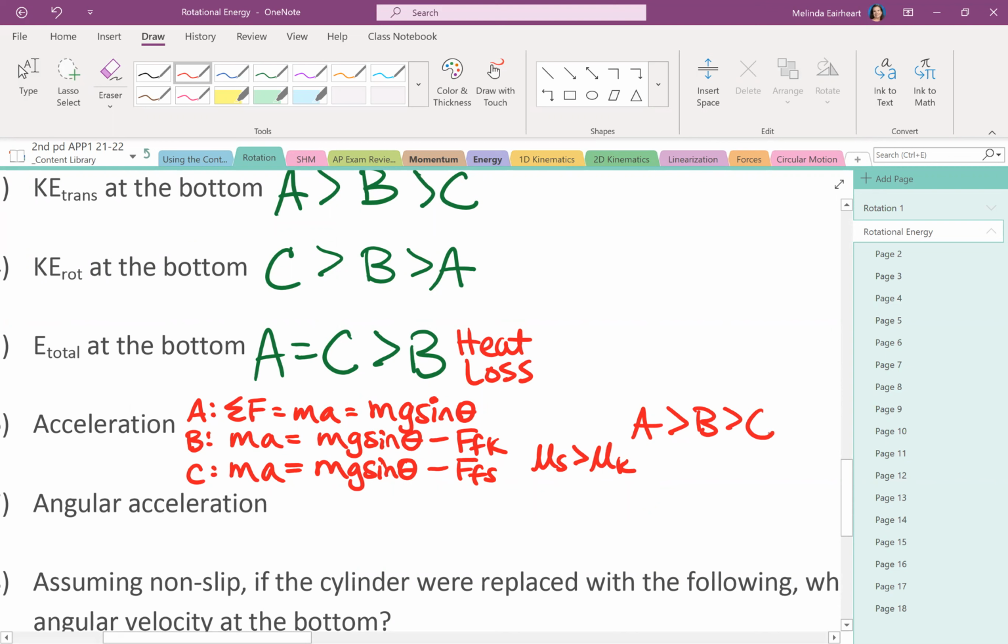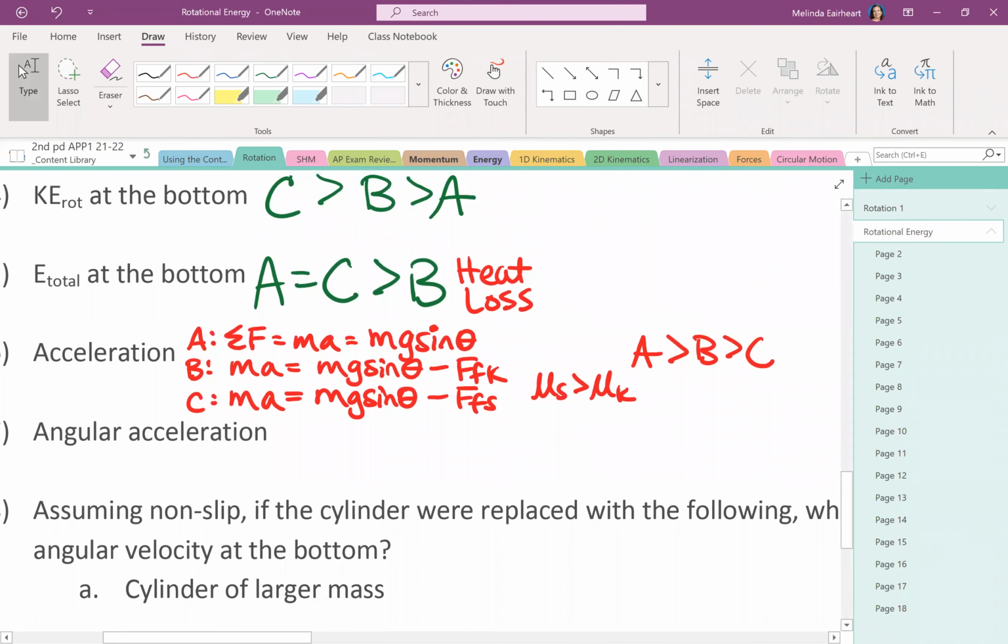And if you thought about kinematics, they all travel the same distance down. You know something about the velocities, and they all start from linear rest, so you could solve for acceleration with kinematics there. Angular acceleration, well, this is net torque. Net torque is I alpha. Who has torque on A? The one just sliding down? No one. So angular acceleration is literally 0 on A.